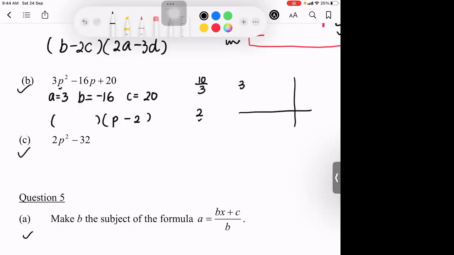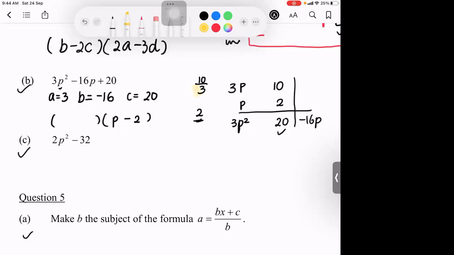I want P something times something to get 3P squared. Then I want something times something to give me the number 20. Then negative 16P. 20, here one of them is 2 already. Means, what is this number? That will be 10 times 2, right? It will give me 20. Then means I need a 3P squared.